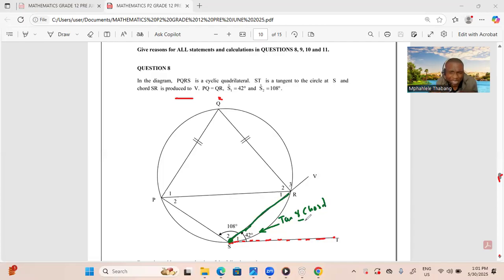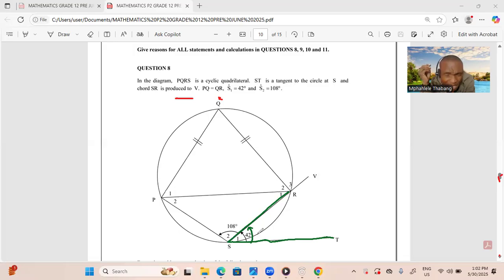Remember, when two lines meet, they form an angle. So which lines are meeting? Let me show you. The line ST, or you can say TS, the line of tangency, meets with the line RS. They form an angle S1, which is 42 degrees. So this angle between the tangent and the chord is equal to the angle in the other segment. The angle between the tangent and the chord is equal to the angle in the other segment.